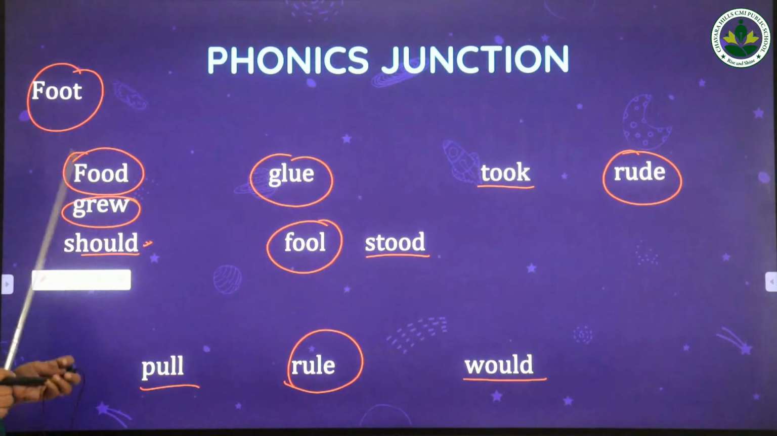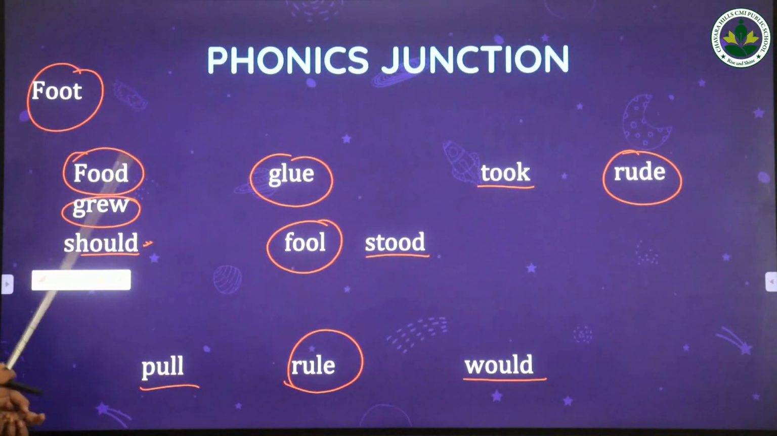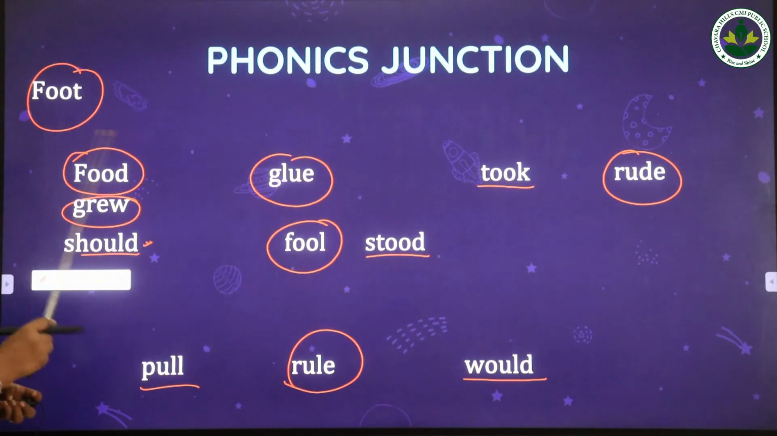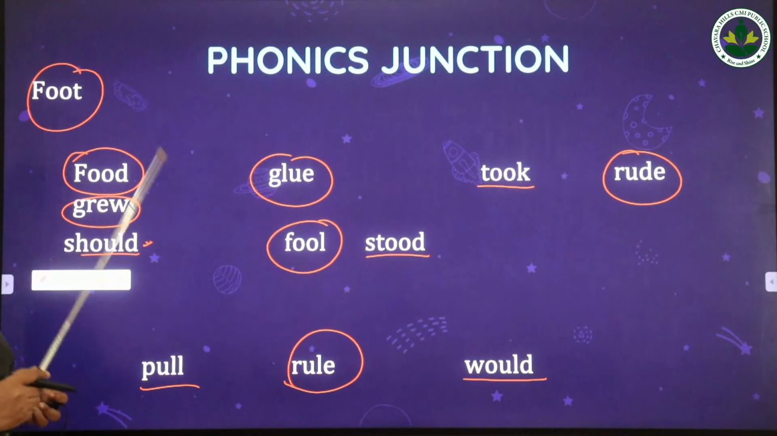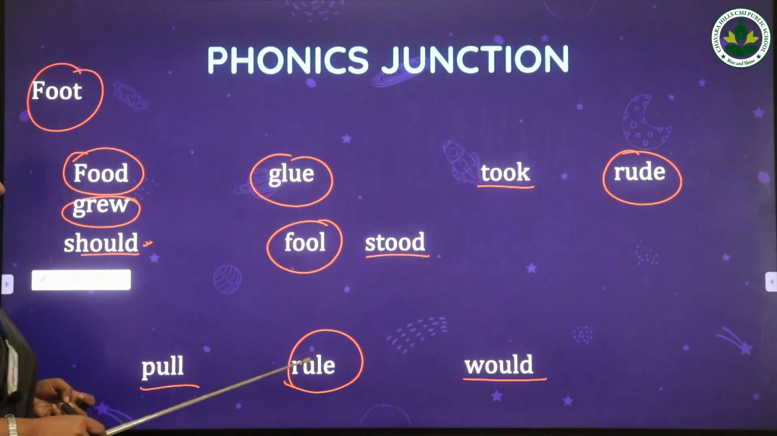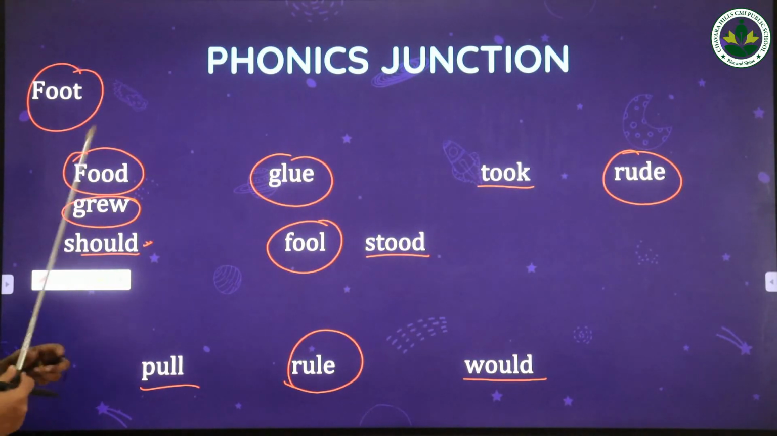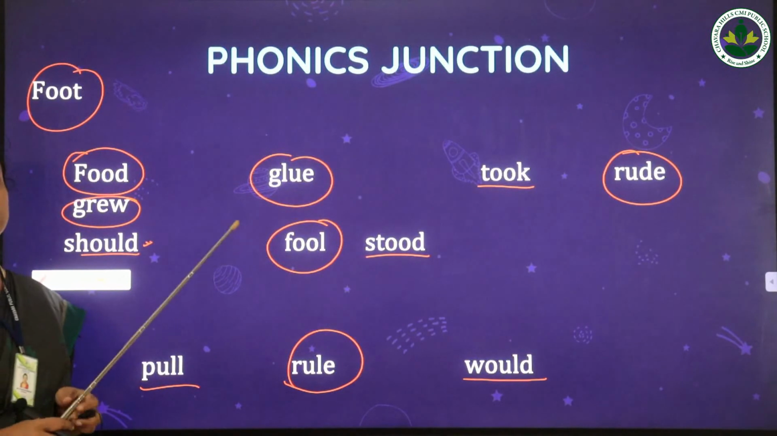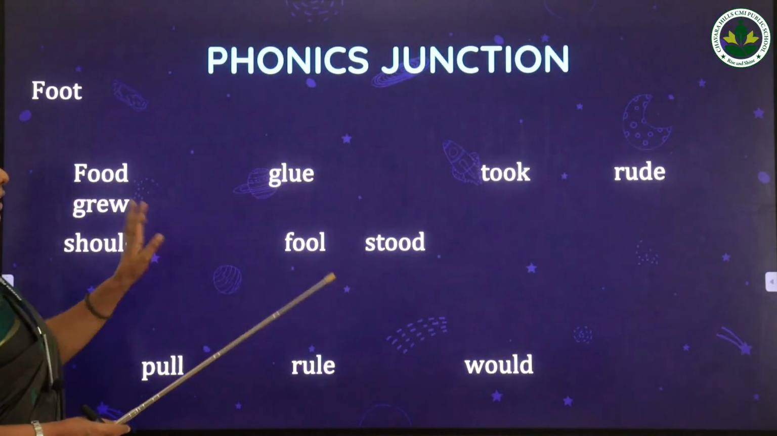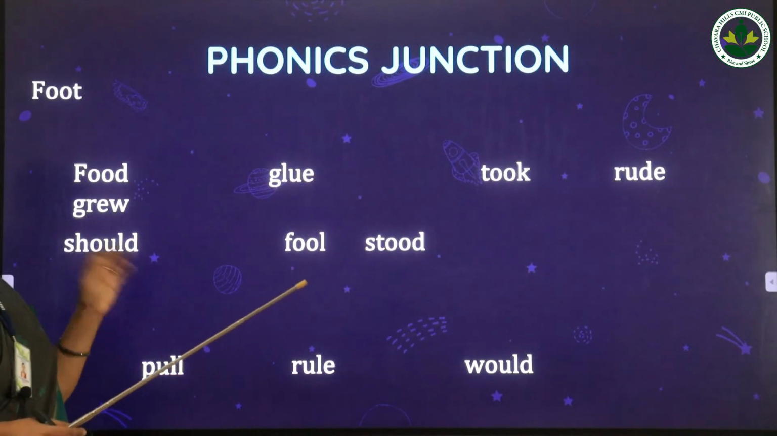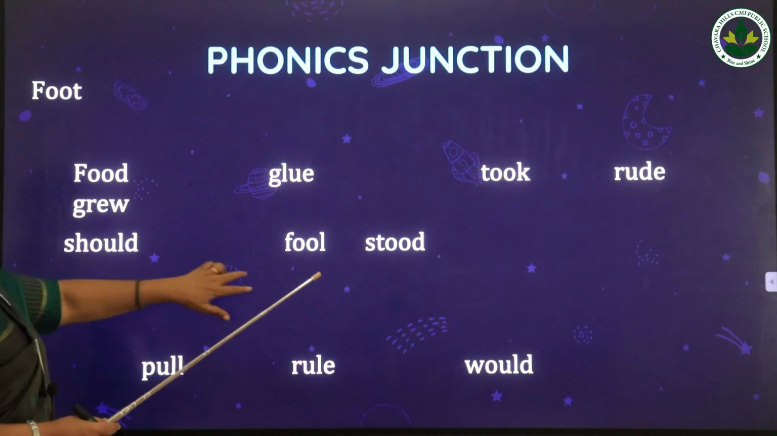See, some words will give you long oo sound and some words will give you short oo sound. That you have to remember while we are pronouncing. Food, grew, should, glue, took, rude, fool, stood, rule, would, pull. So you can identify the differences between long oo sound and short oo sound. There is no column given in your textbook, so you can circle the long oo sound words in the textbook itself.